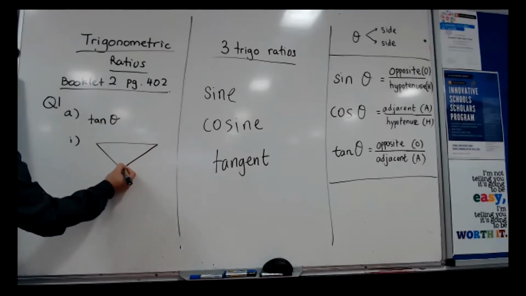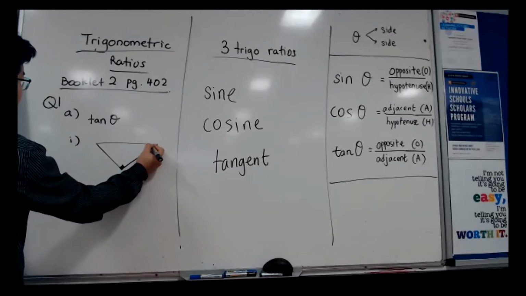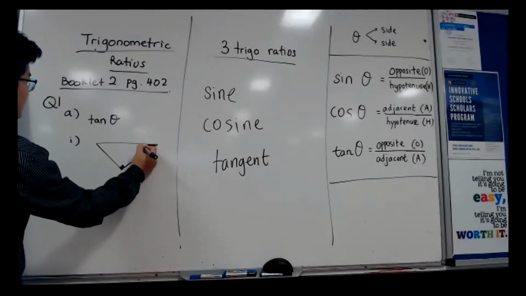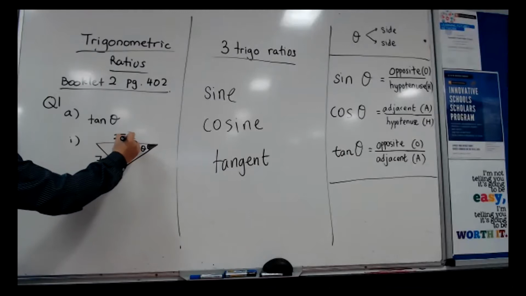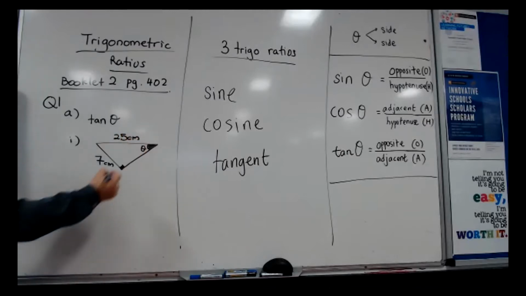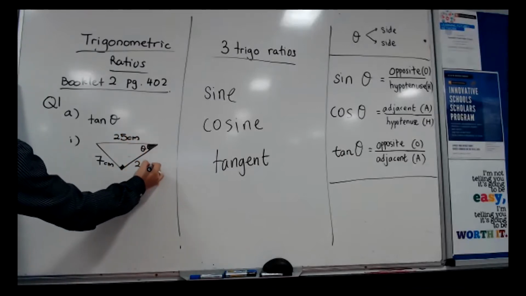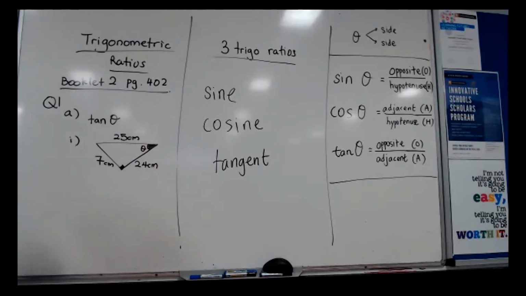Okay, so right angle right there, and your reference angle, your theta, is right there. So that's your theta. And it says that that's 7 centimeters, and that is 25 centimeters. Cool, and that is 24 centimeters. Nice. So now they want you to find the tangent theta.